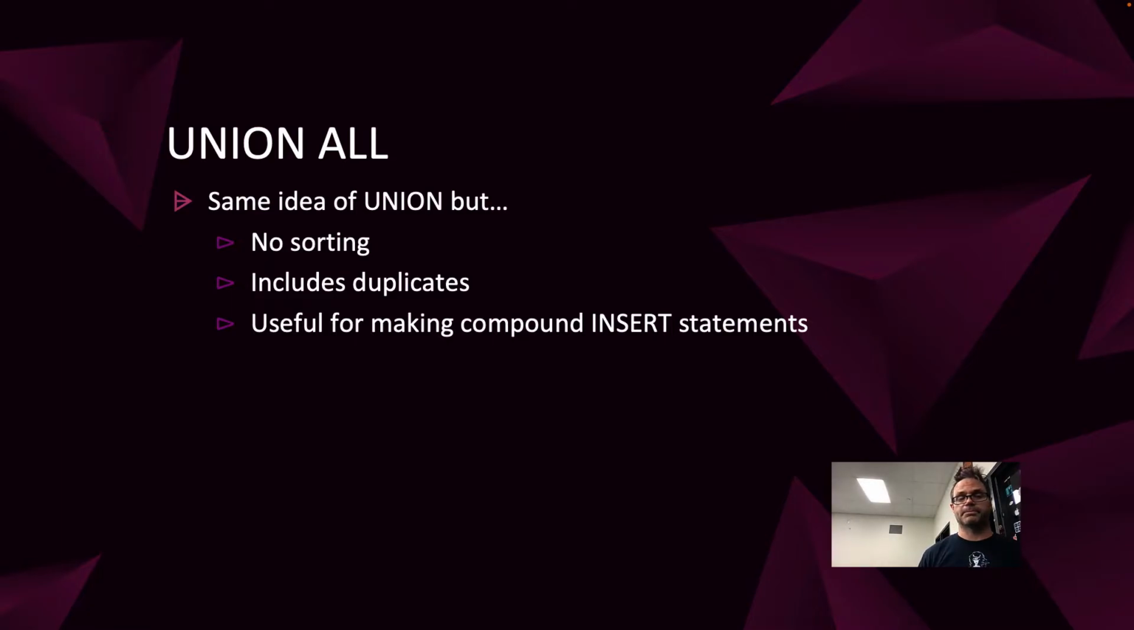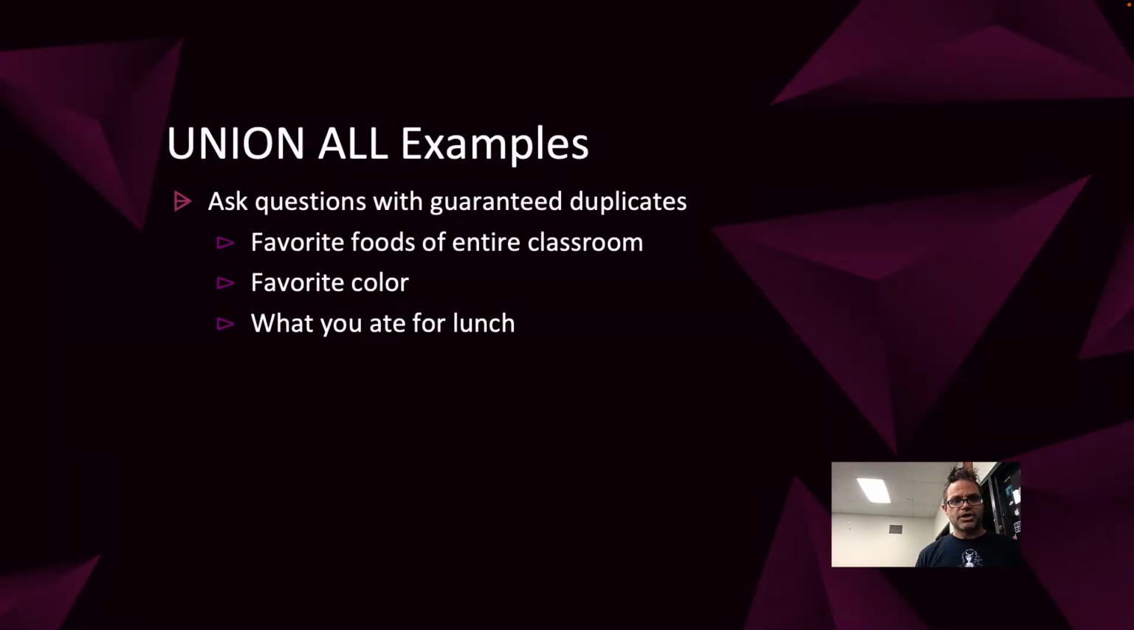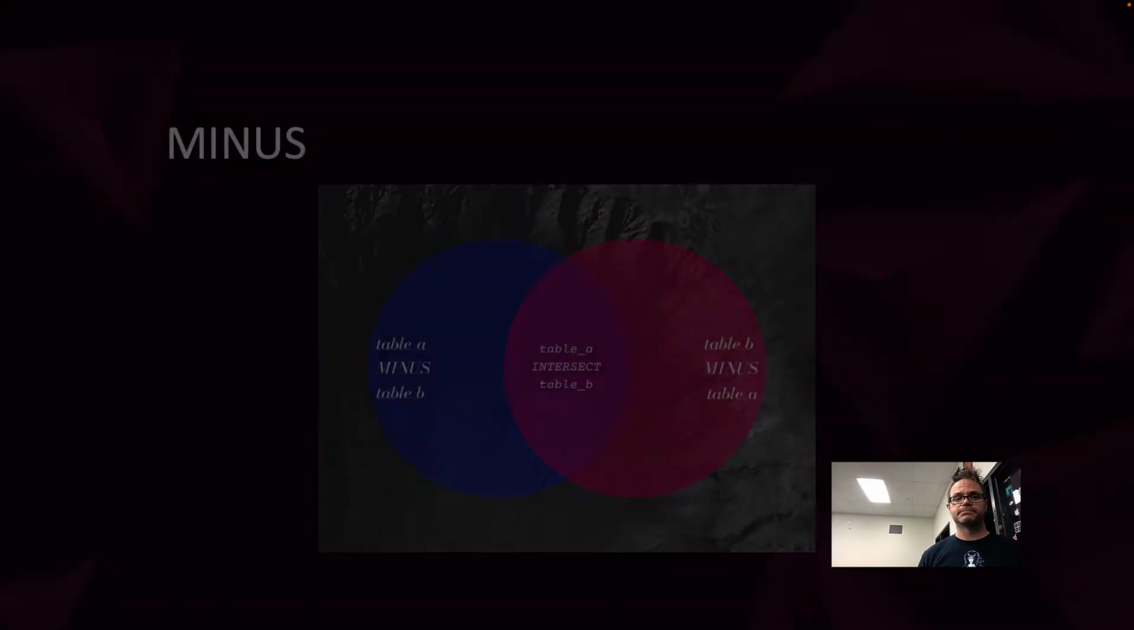I know, crazy. Union all examples: you want to ask questions that have a guaranteed amount of duplicates, like, what's the favorite food of everyone in the class? You're going to get at least some people saying the same thing at least once. What's your favorite color? Probably the same thing again. And what we ate for lunch, especially if you're at the same facility, there's a really good chance that everyone had more than one thing that was the same. So a great way to do that for union all is you're going to get the same results plus dupes, and there's no sorting to it.